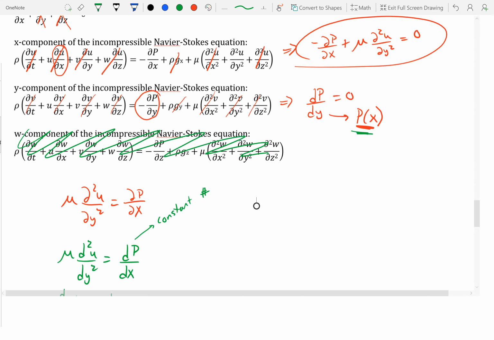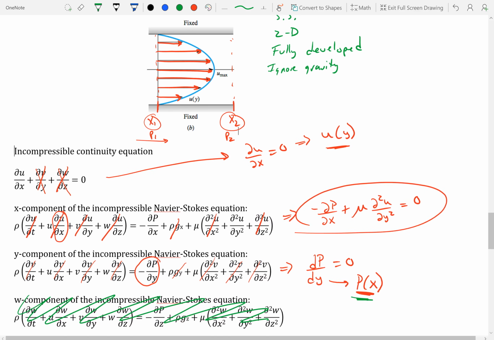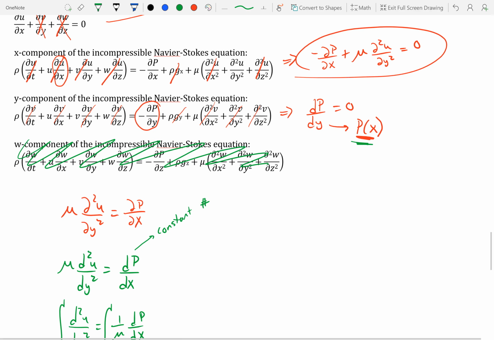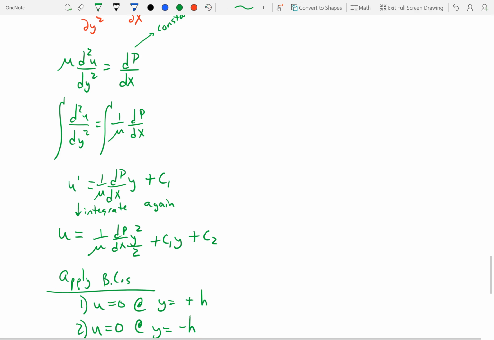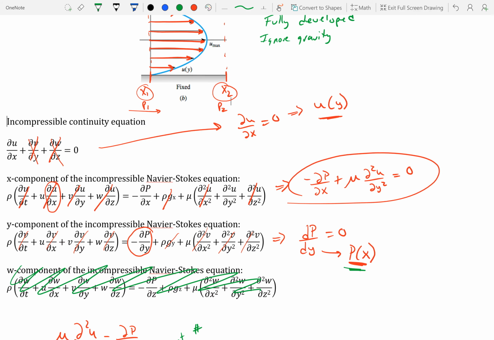Okay, so just to recap what we did here. Both plates were fixed and the pressure varies in the x direction. So that basically means that dp dx is a constant. So we use the continuity equation and the Navier-Stokes equations to solve for the velocity profile between those two plates. And what you do is you look at each term and see what you have and cancel what you don't.